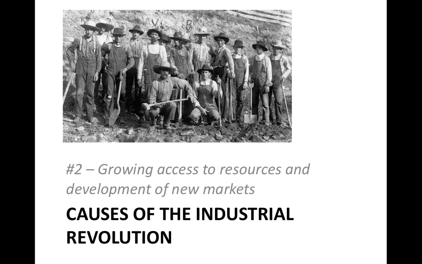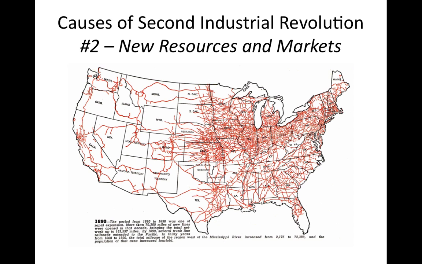So that's number one. Number two, the second big reason why the economy explodes and there's a second industrial revolution is because of growing access to resources and the development of new markets. Let me explain that. So here's a map of the United States around 1890. And notice those lines, of course, are railroad lines. And one thing you can also notice is that all of the continental U.S. is now populated and reachable, right, by railroads.